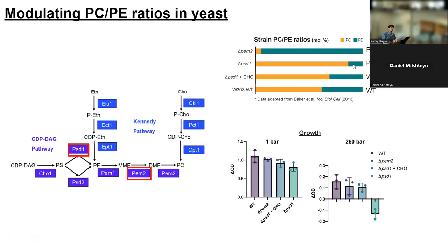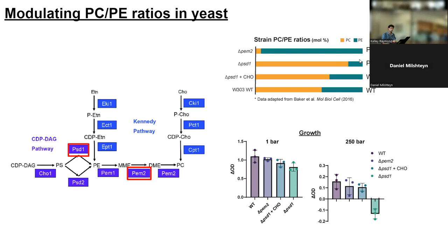What I have here reflects the ratios of those knockouts. Your PEM2 knockout has very low PC, so it's going to be very enriched in PE. What's interesting here is that PC is a very large component of all of the membranes that make up your cells. But even if you delete it or knock it down 15-fold, the cells are still phenotypically the same as wild type.